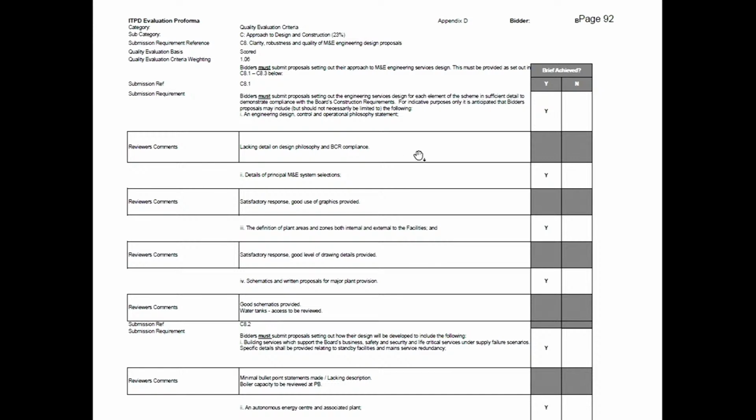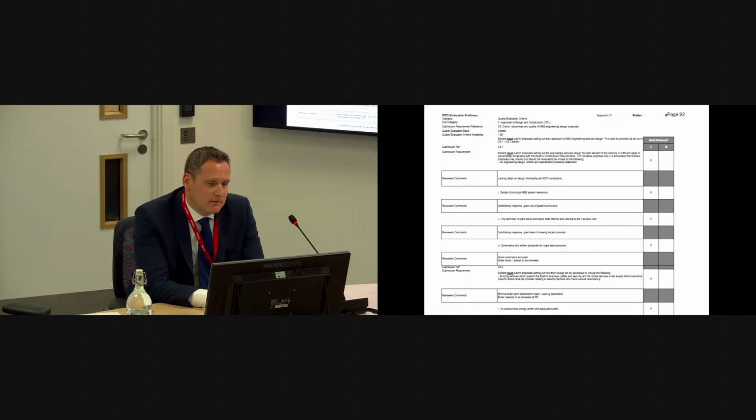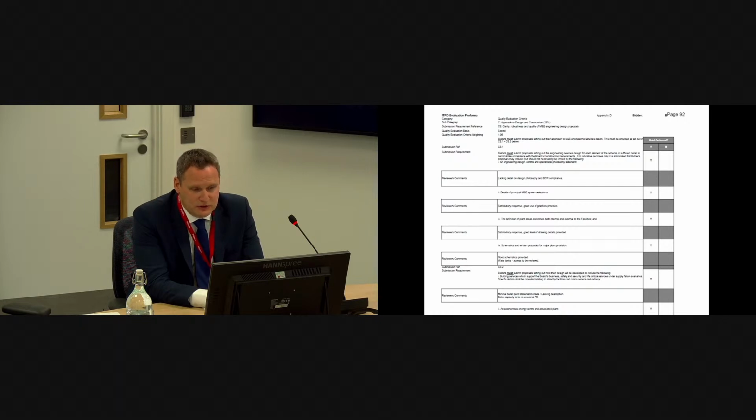Again, can you assist with how a tender could be lacking detail on design philosophy and BCR compliance, but be assessed as being satisfactory and a pass? I think it was back to what's sufficient from a procurement perspective. I take it the reviewers felt that there was sufficient detail, although it did lack detail. There was sufficient information to still achieve the pass marks.